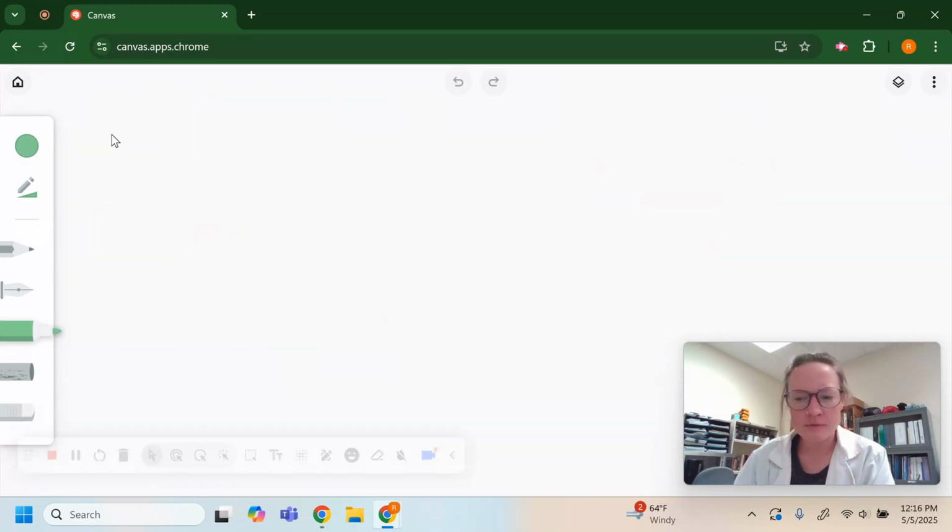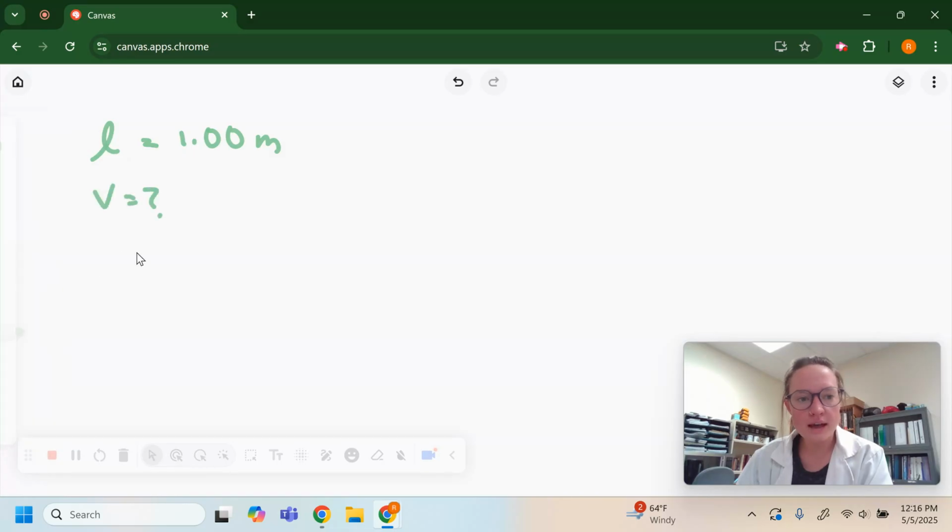Okay, here's a practice problem for you. Let's say that I had a meter stick that has a length of 1.00 meters. And I want to know, how fast do I have to throw this meter stick so that the length of that meter stick in my reference frame is 0.38 meters.